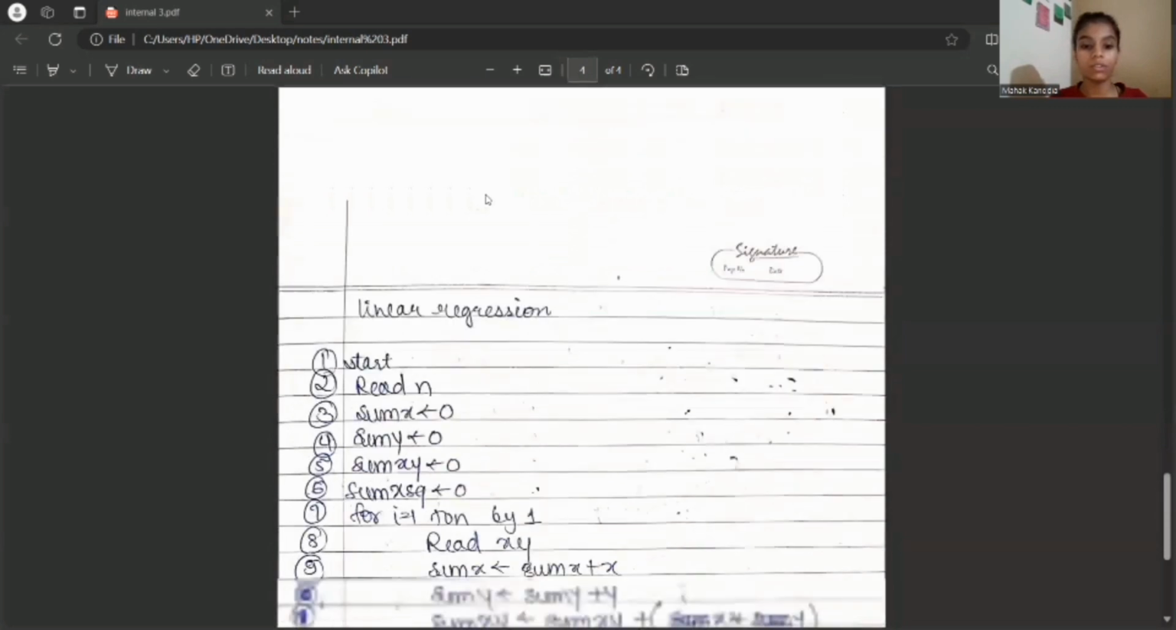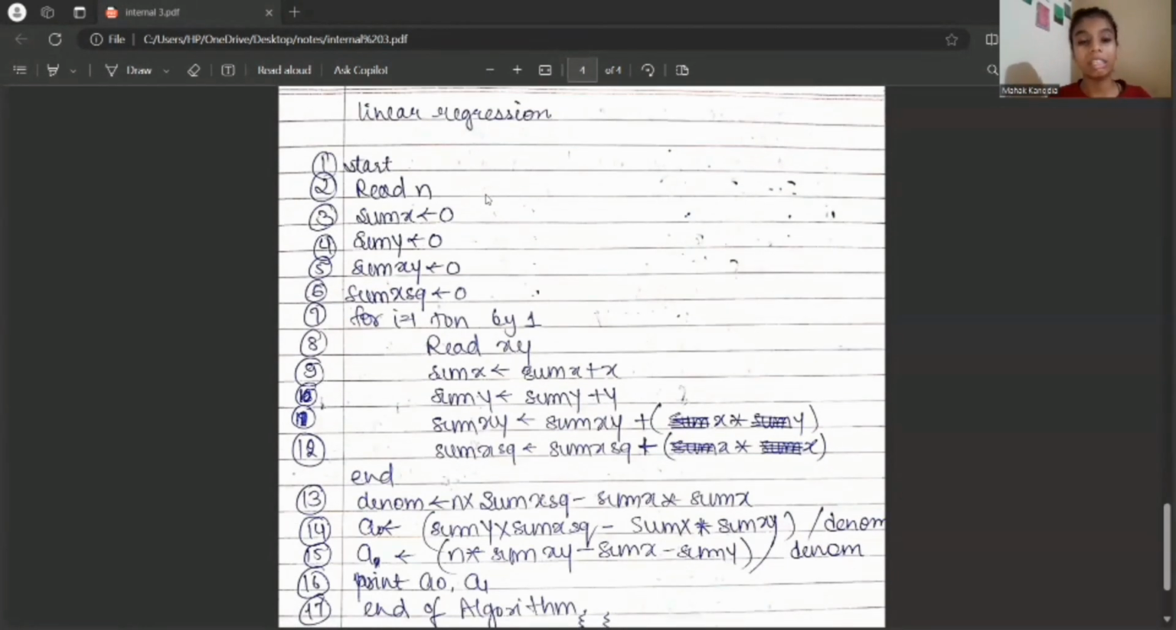Following this, the fourth question was to write an algorithm for the linear regression method. So basically in this method, we have a dependent variable and an independent variable. And we find the change in the behavior of the dependent variable as we change the independent variable. So as the algorithm begins, we read the value of n and assign 0 to the sum of x, sum of y, sum of xy, and sum of x square.